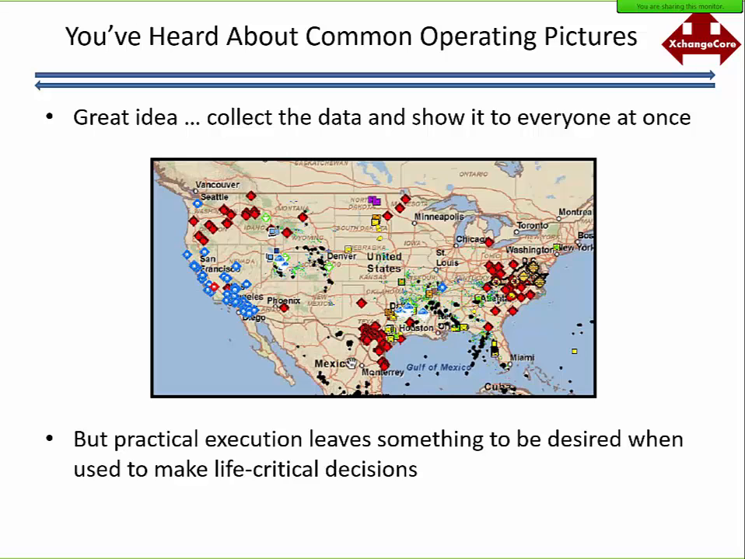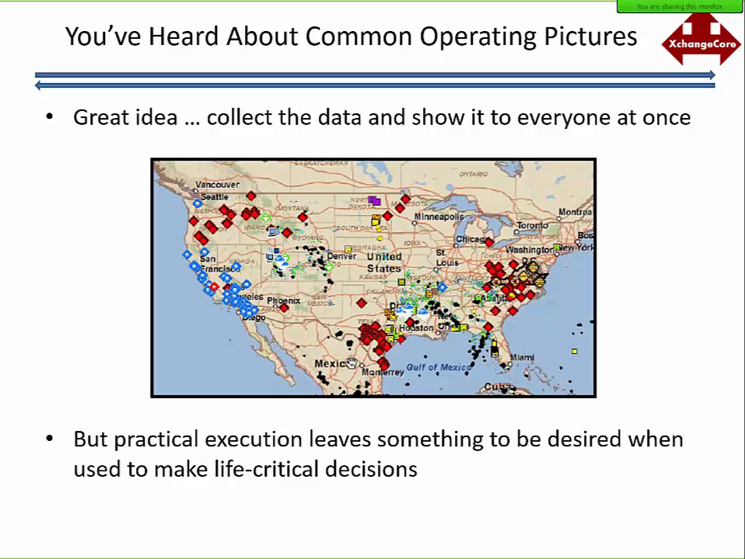Because practical execution of that common operating picture leaves a lot to be desired when it's used to make critical life-saving decisions. As you see from this map, great common operating picture taken from a real common operating picture. And you got weather, you got locations, you got little asterisks there. I've got hazardous materials sites. Well, that hazardous materials site sitting out there in Western Virginia, wherever that is, totally irrelevant information to whatever those red dots are up around Washington State.